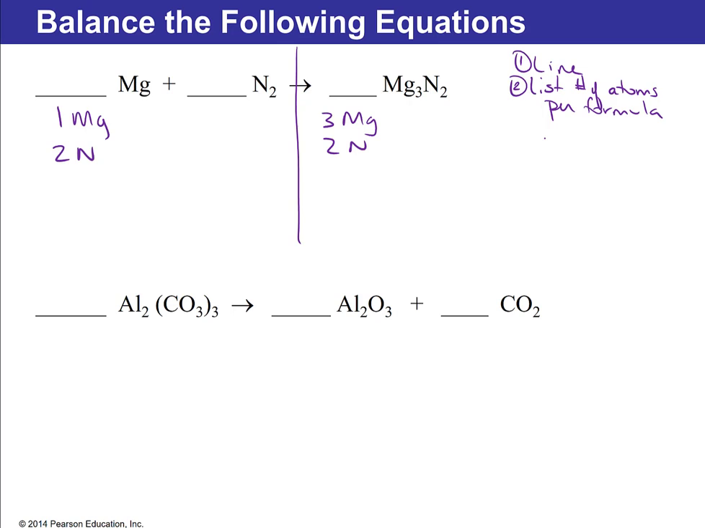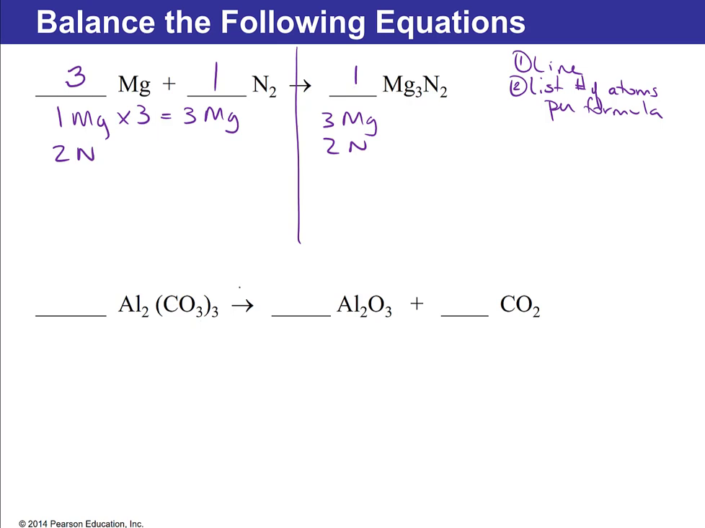Next one. So here, magnesiums are not balanced, but nitrogens are. So we can change the magnesium. So notice we have 1 on the reactant side, 3 on the product side. I have to increase the reactant side. So in order to have a total of 3 magnesiums, I need to have 3 atoms of magnesium. So that 3 goes in front. It doesn't change the nitrogen because the nitrogen is a different molecule on the reactant side. So when I look back, now they're balanced. So this is a 1 and this is a 1.